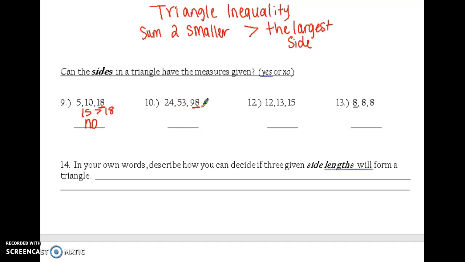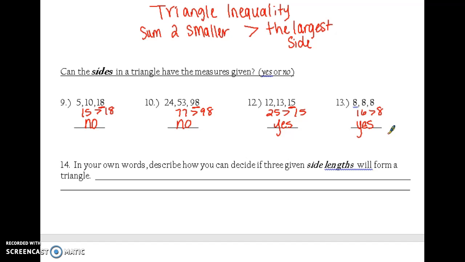98 is the biggest one. 24 plus 53 is 77, which is not bigger than 98, so no. 15 is the biggest one. 12 plus 13 is 25, which is bigger than 15, so these sides can be a triangle. They can form a triangle. Number 13, 8, 8, and 8. So 8 plus 8 is 16, which is bigger than 8. This would be an equilateral triangle. So yes, because it proves the triangle inequality theorem.